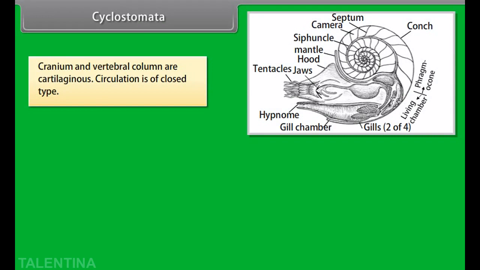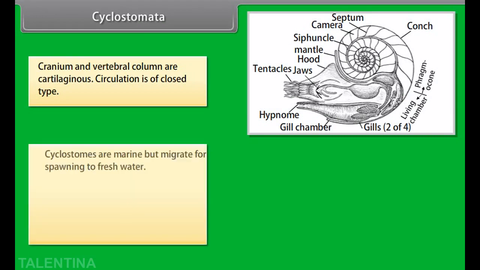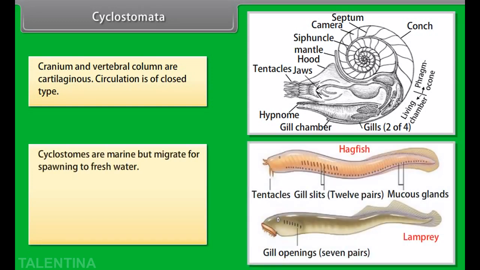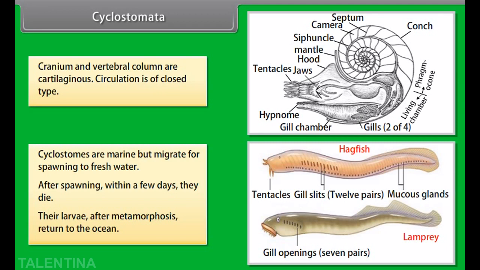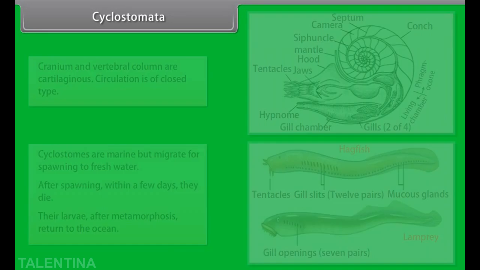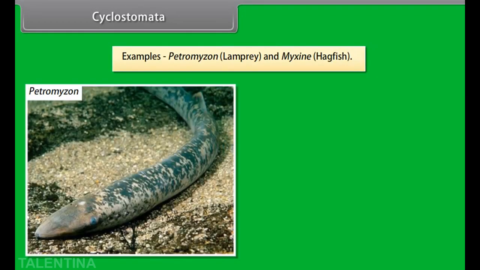Circulation is of closed type. Cyclostomes are marine but migrate for spawning to fresh water. After spawning, within a few days they die. Their larvae, after metamorphosis, return to the ocean. Examples: Petromyzon, lamprey, and Myxine, hagfish.